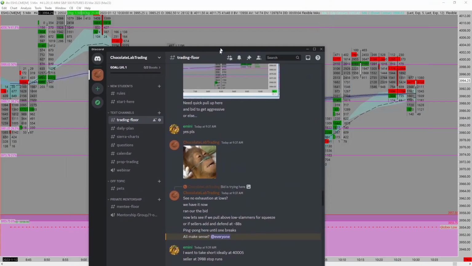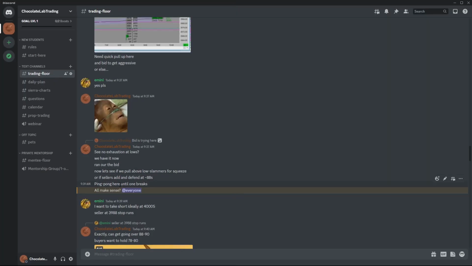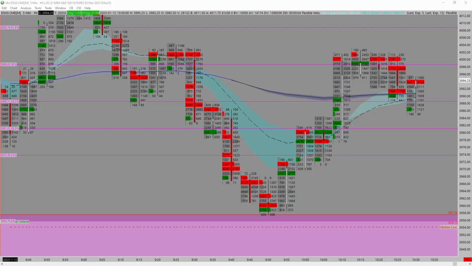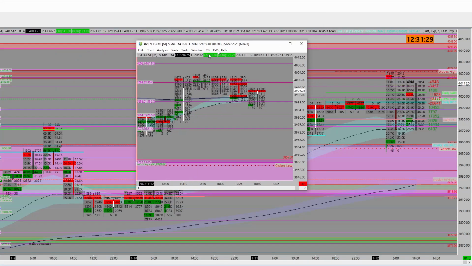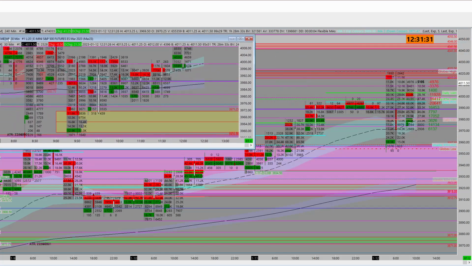All right. So now if we see a pull above low slammers, we'll see a squeeze is what I meant to say. Or if sellers defend and add at their position at 88s, we'll send it back down. So I actually want my 30-minute because that's what I was looking at and talking about.